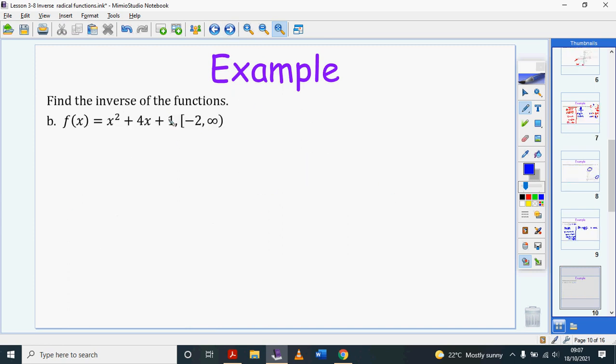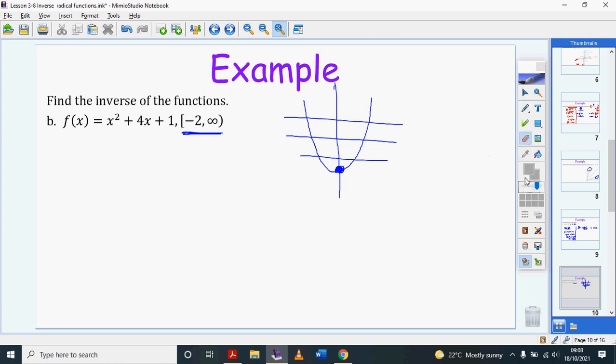Alright, next one. Find the inverse of this function on the domain negative 2 to infinity. The reason why this restriction is there, I hope you remember, is that this function, if you graphed it originally, will look something like this, and it cannot have an inverse if it is 2 to 1. It has to be 1 to 1 to have an inverse. So that's why there's a restriction on the domain, because that's only the part of the function that is 1 to 1.